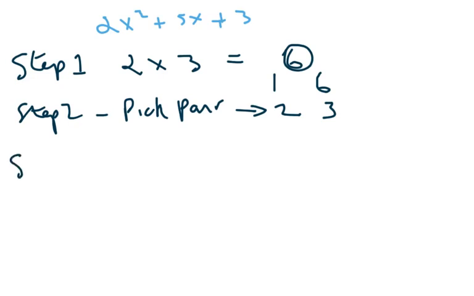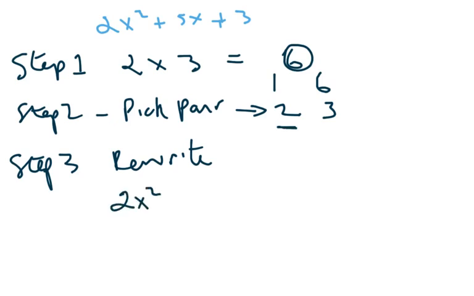Step 3, we rewrite our function. So it's going to be 2x squared plus 2x plus 3x plus the original 3. You'll note that 2x and 3x is 5x. That's here. So this is the same function. This here is the same as this. It's just we've rewritten it like this.